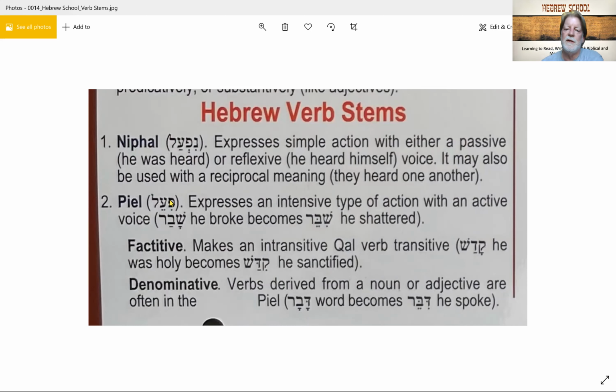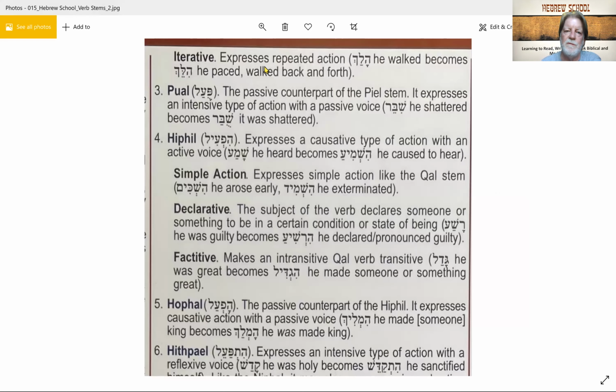Okay, Piel is intensive. And all this factitive and denominative stuff, I don't know what that means, and I don't care what that means. So we will go on to the top of the second column and continue these different verb stems. This top sentence or two, iterative, is another example of the Piel, that we won't pay much attention to.